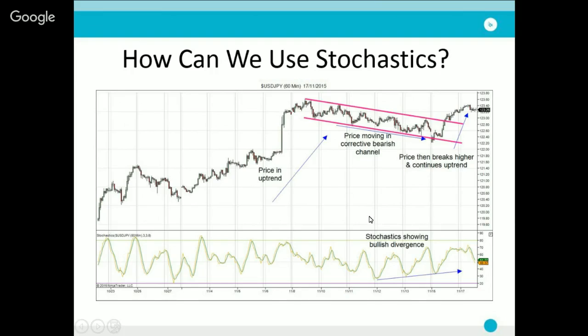Okay, great. Going back to divergence, another way that we can look to identify divergence is key structural levels, identifying divergence at big support and resistance levels, because this can be a really great way to catch reversals.